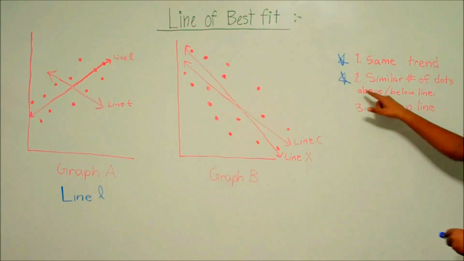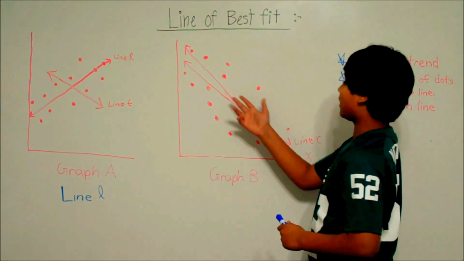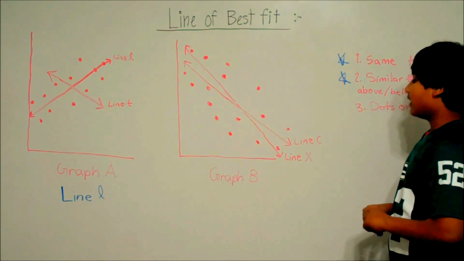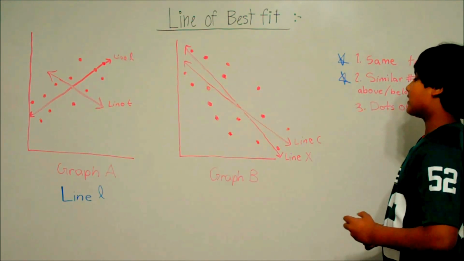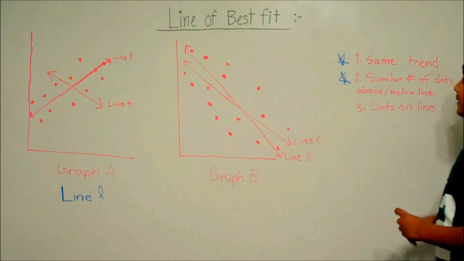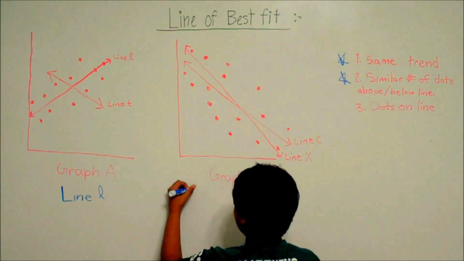So both of them follow rule number 2. And both of them do not have dots on the line. So none of them follow rule number 3, which you don't have to follow. So in this case, you would consider line X and line C to be both good lines of fit because they both follow rules 1 and 2. So let's write that down.